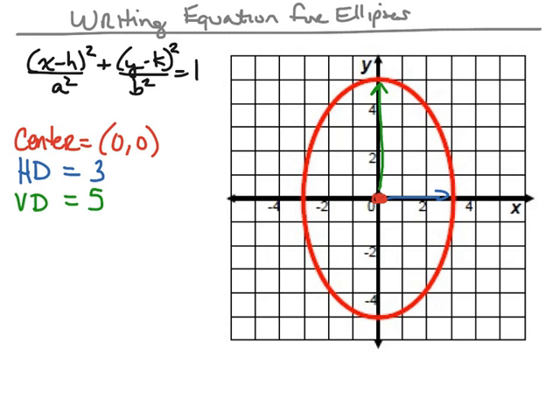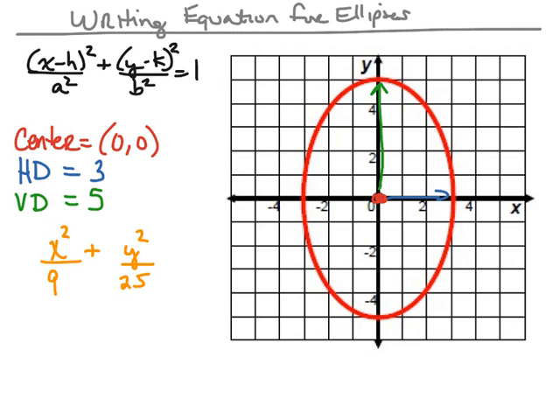Since the center is at 0, 0, h and k will be replaced with 0, which simply means all I'm going to have is an x squared and a y squared. Now below the x squared, we're going to put our horizontal distance squared. Now we said the horizontal distance was 3, so if I take that 3 and square it, that now becomes a 9. I'm going to do the same thing with my vertical distance. Underneath the y squared, I need the vertical distance squared. So if I take 5 and I square it, 5 squared would be a 25.